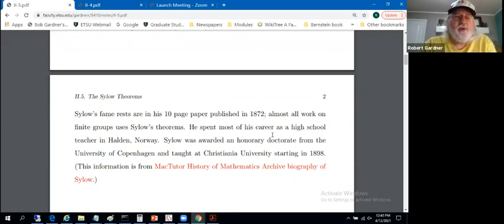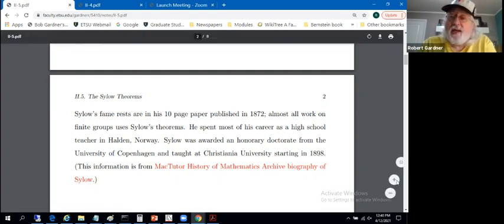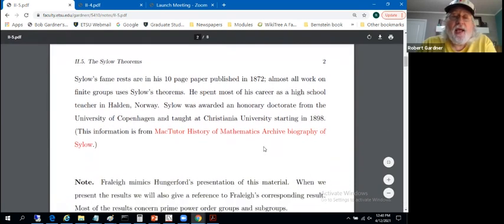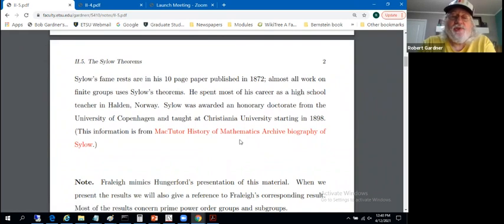He spent most of his career as a high school teacher in Norway. He was awarded an honorary doctorate from the University of Copenhagen. And after that, he taught at Christiania University. This information is from the MacTutor History of Math website. Go to my online PDF notes, and this is linked to that very page.